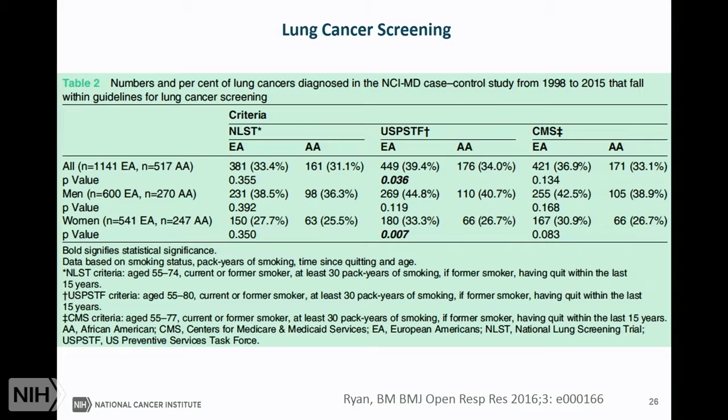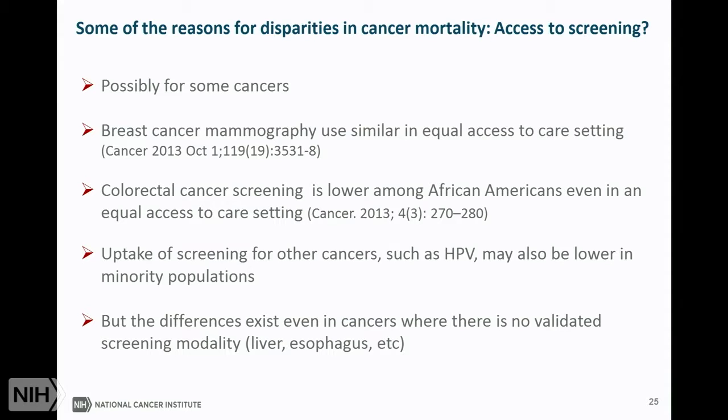So for many cancer types, if there is a screening modality available, it could be access to care that determines whether or not you're able to use it, or it could be your own belief systems that determine whether or not you use it. But another key criterion that determines whether or not you have access to screening is whether or not you fall into the screening guidelines. So for lung cancer, there's now a validated method for screening. It's called LDCT, low-dose CT screening, and it's been shown to reduce the mortality of lung cancer by about 20%.